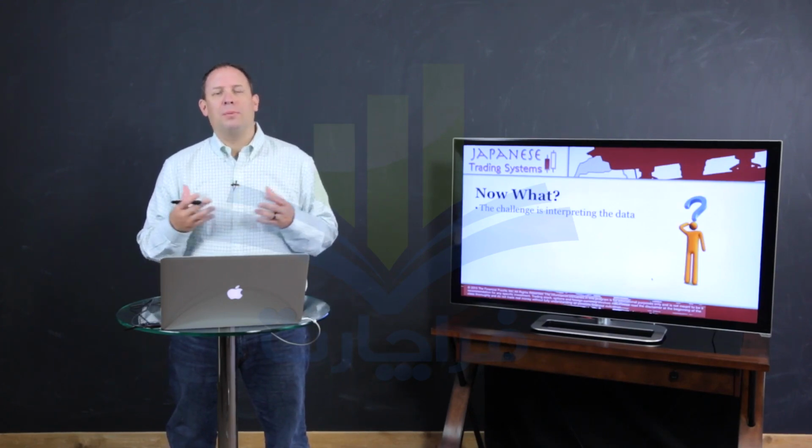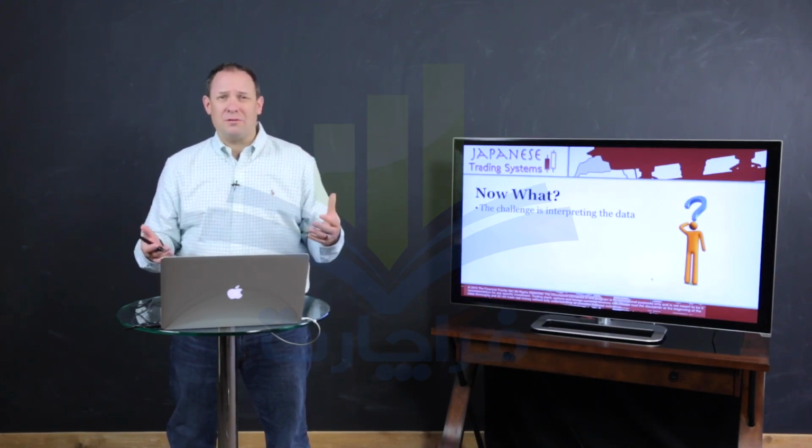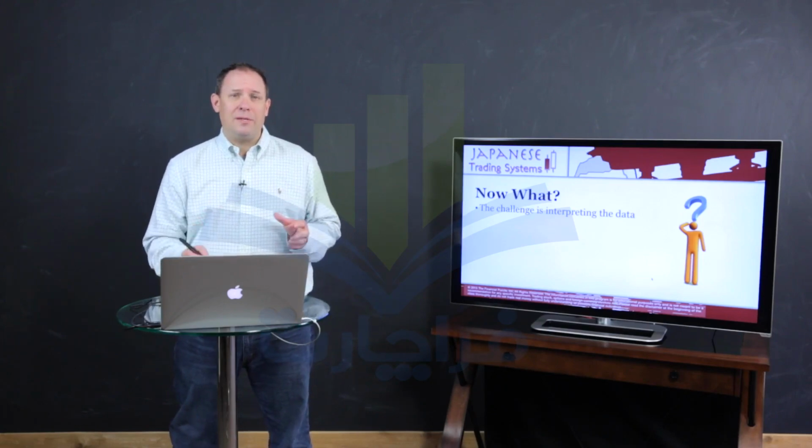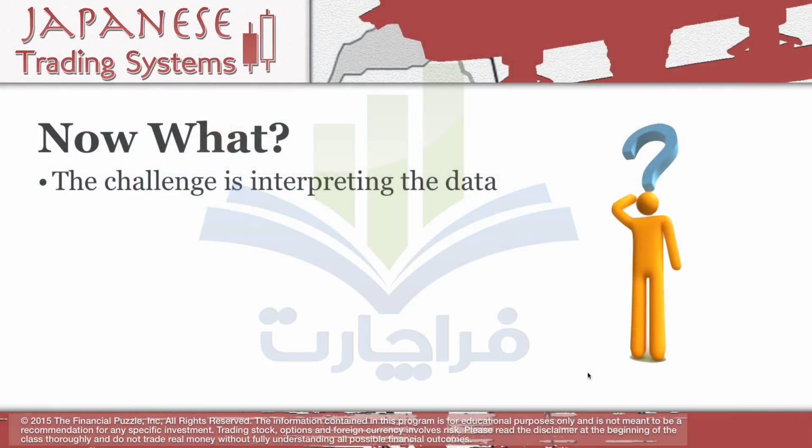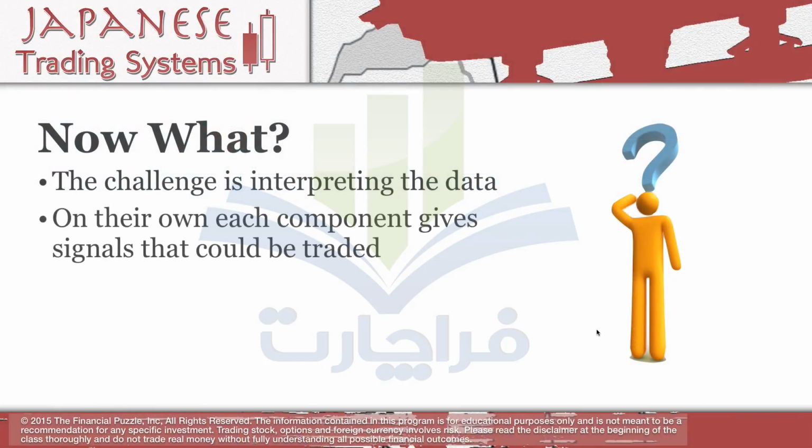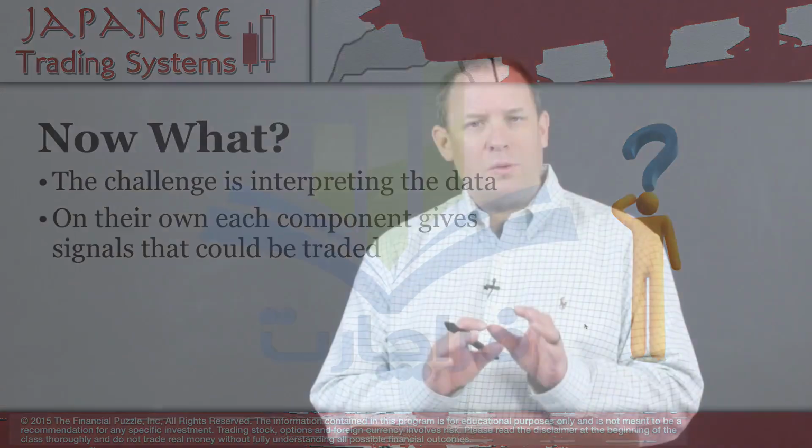So how do we want to start pulling everything together? Because there's so many signals, there's so much information that we can take from these Ichimoku clouds. So here's what we're going to do. The challenge is to interpret the data. We need to understand that on their own, each component gives signals that can be traded. And that's one of the key things that is interesting about the Ichimoku system.